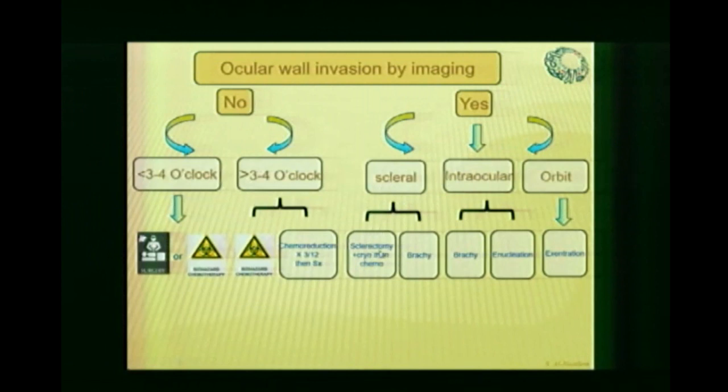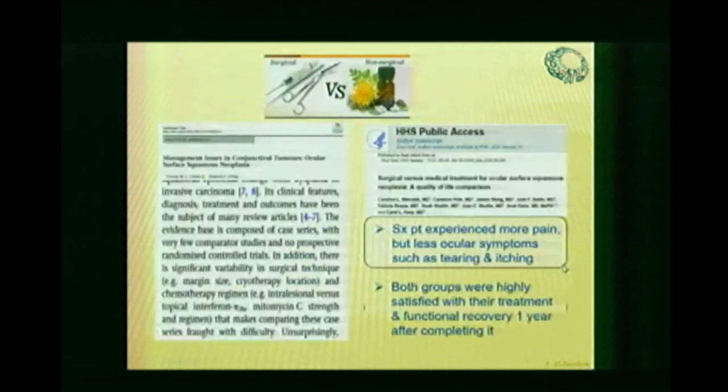If it is partial, then you can do sclerectomy, cryo, then chemo, and or better if you have access to the brachy. And if there is an intraocular involvement, it depends on the visual prognosis. You can go for brachy or enucleation, and if the orbit is involved, then exenteration is a must.